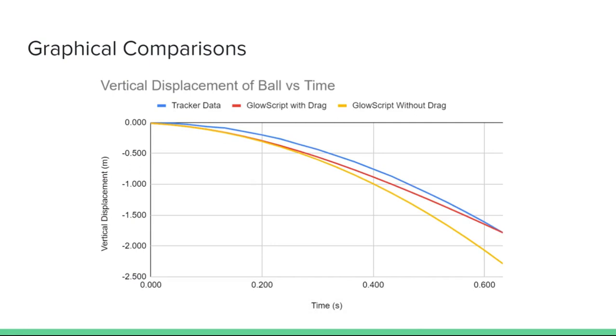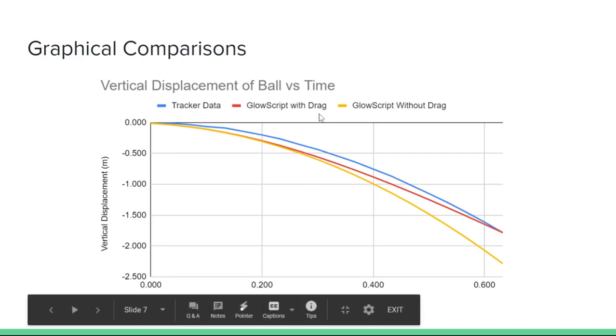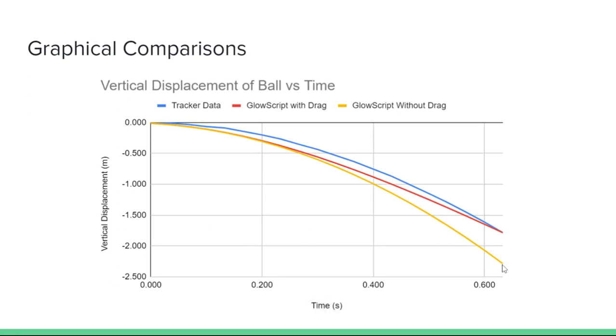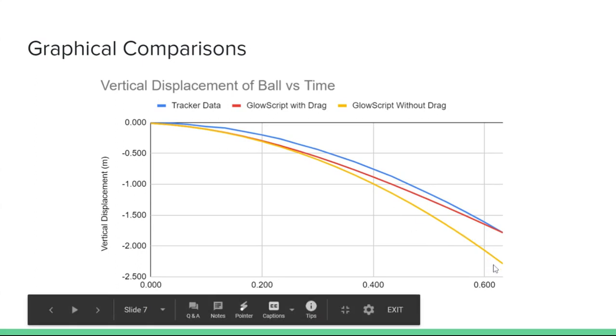As you can see on this graph, I now have 3 different simulations that represent the motion of the ball. So this blue line here is the data from tracker, this red line here is GlowScript with drag, and yellow is GlowScript without drag. So as you can see, the largest vertical displacement is actually GlowScript without drag, which makes sense because gravity was the only force acting on the ball. So there was the largest net force directed downwards without the presence of air friction. So this calculation makes sense.